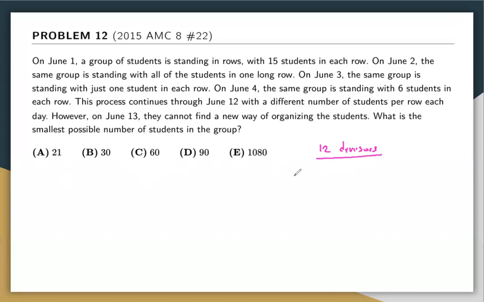So when you have the 12 divisor idea, you can immediately cross out these choices because those don't have that many divisors, so that probably has. I can list if I want to, let's say 30. When you divide by 1, that's 1, divide by 30, that's 2.